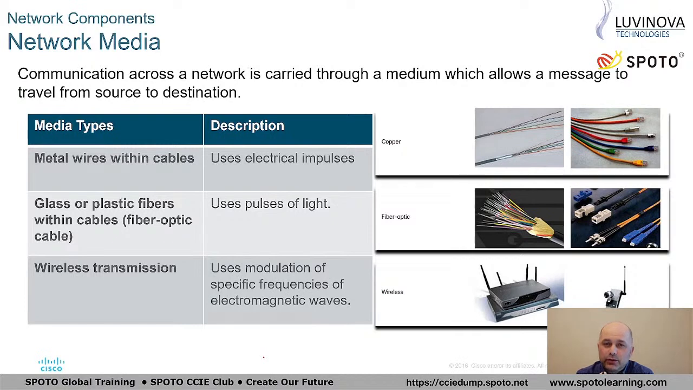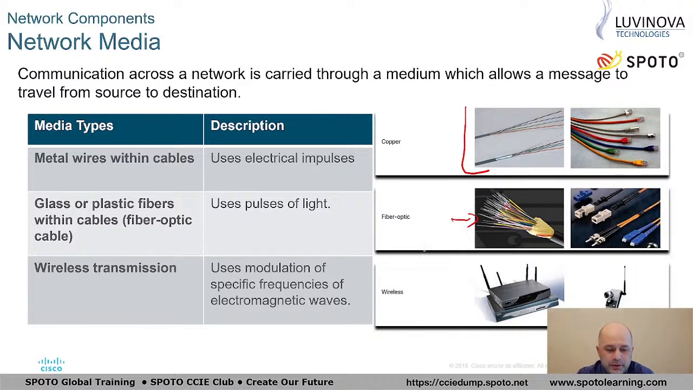We could stand with those three for now. So cables, which is wired, copper cables, wireless, fiber optics, and what those cables are made of. So media types: metal wires within a cable use electrical pulses. So those are cables here. We're going to talk more in detail later. Glass and fiber optics cables are here.